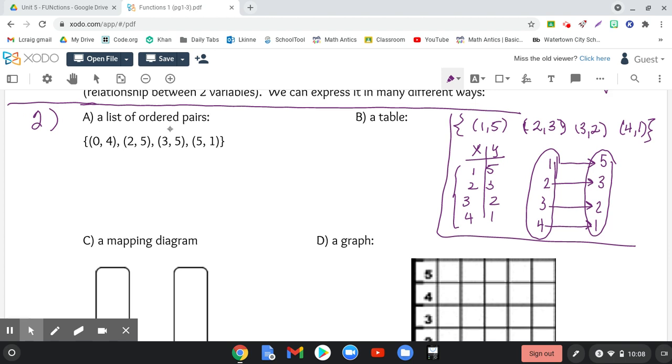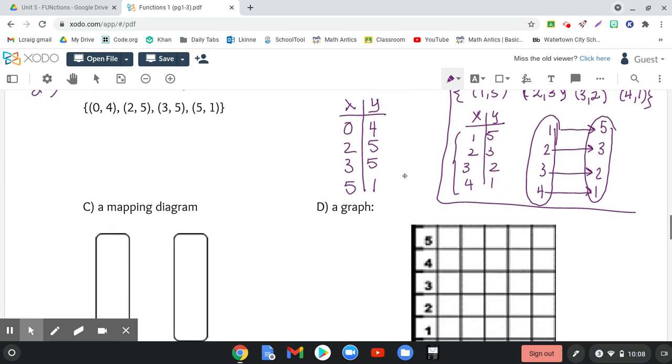So part A, we have a list of ordered pairs. All right, it's just a fancy word for points. We're going to make a table, a graph, and a mapping diagram from those. All right, so our table, pretty simple. And again, the table is what you're going to use the most. Always goes x and then y. List each point: (0, 4), (2, 5), (3, 5), (5, 1).